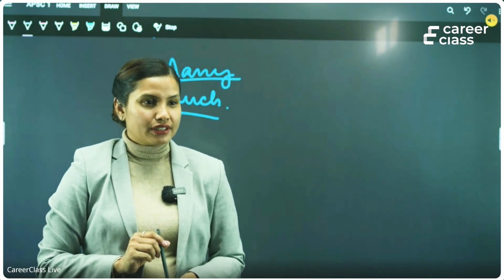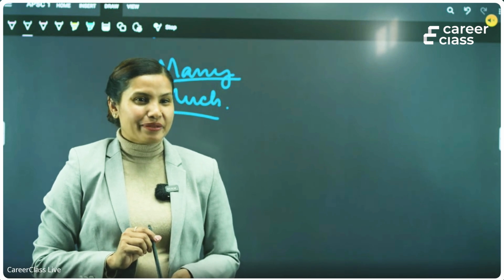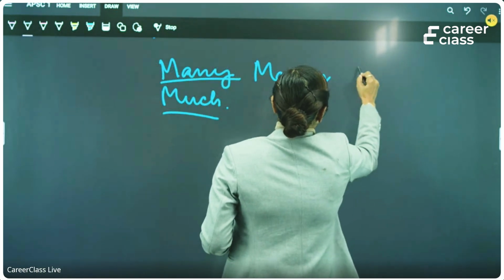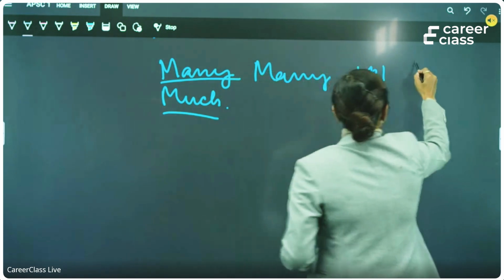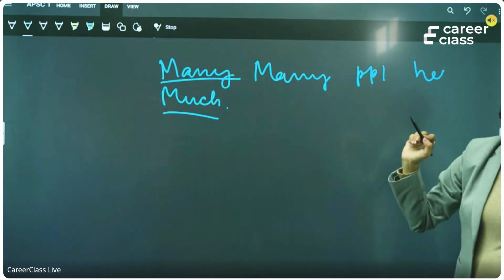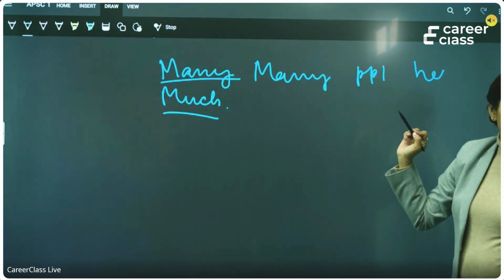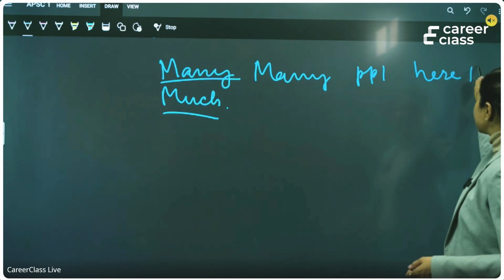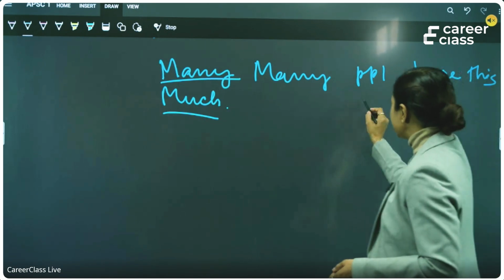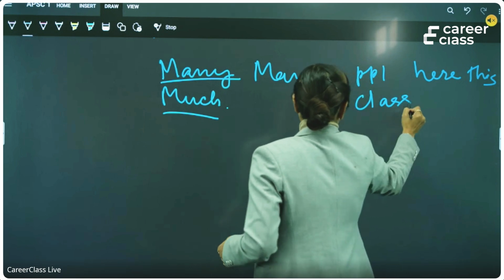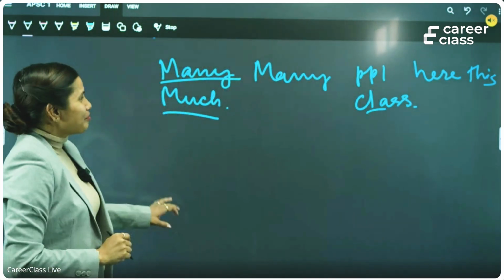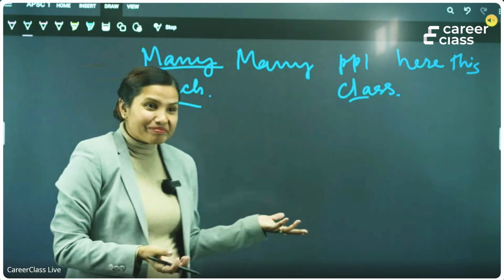So give me an example with many. Many people hear this class. Okay, good. Here, which "here" are you using? H-E-R-E? Hear this class. Do we have any mistakes here? Can you find out the mistakes here? Verb. Many people, where is the verb?